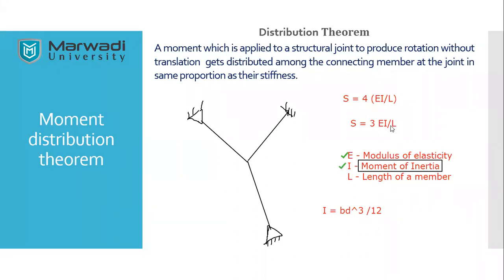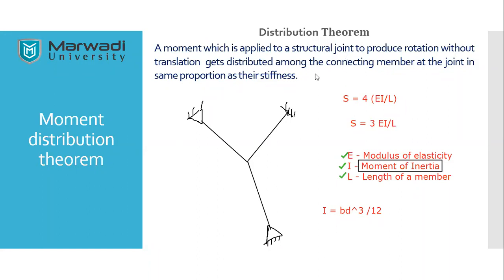And length of member, as you can see, is inversely proportional. So the shorter member will be stiffer, and as the length of the member increases, the stiffness of the member decreases. So that is all about length. Basically stiffness of any member depends upon these three important criteria, that is E, I and L.